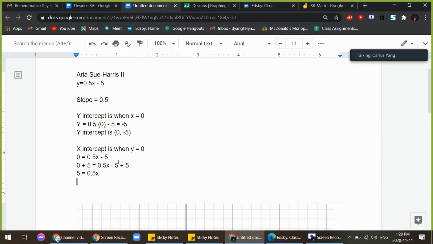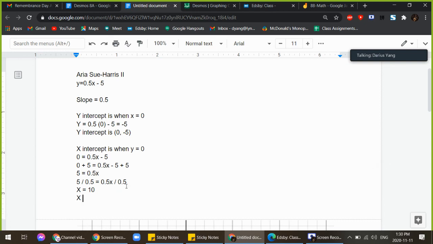And what do you do? Divide both sides by x's coefficient, which is 0.5. 5 divided by 0.5 equals 0.5x divided by 0.5. 5 divided by 0.5 is 10. I want x on one side, so x equals 10. Now, if you want to verify, it's very simple. Put 10 in the equation. 10 times 0.5 is 5. 5 minus 5 is 0, and y is supposed to be 0. Perfect. So you can verify quickly by plugging it in.